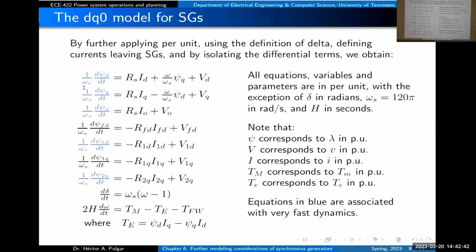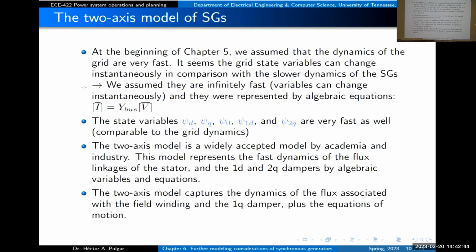So the model now gets transformed. We did that at the beginning of chapter 5. Oh, I am way past time. Nobody said anything. Let me close this part.